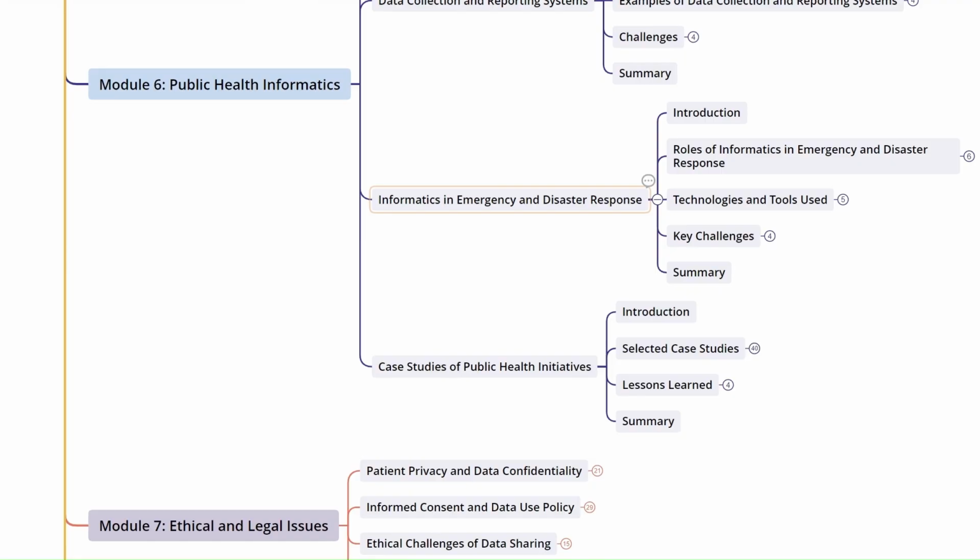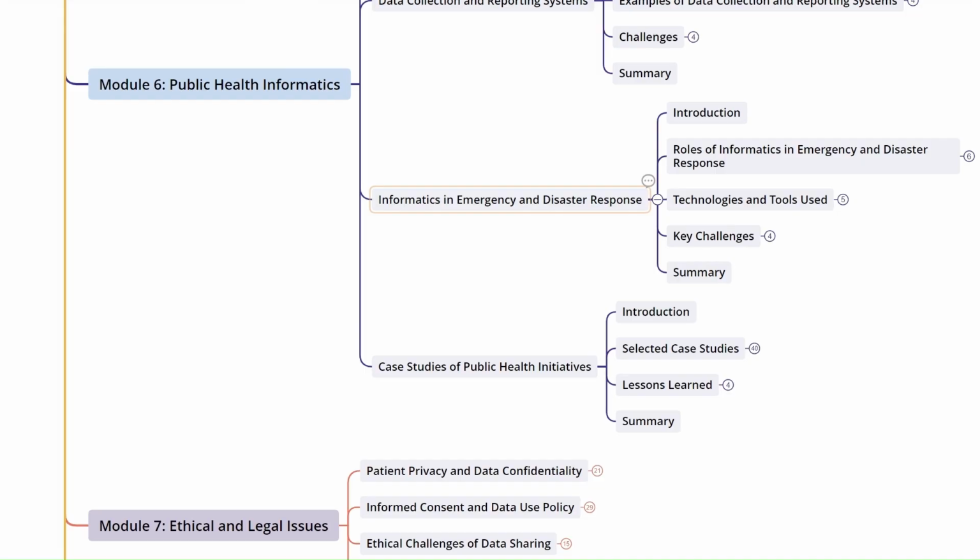Informatics in emergency and disaster response is another crucial aspect of public health informatics. During emergencies such as disease outbreak, natural disasters, or mass casualty events, rapid data sharing and real time communication are vital. Informatics systems facilitate coordinated efforts by providing centralized, accessible information repositories, enabling effective resource deployment and supporting communication among responders.